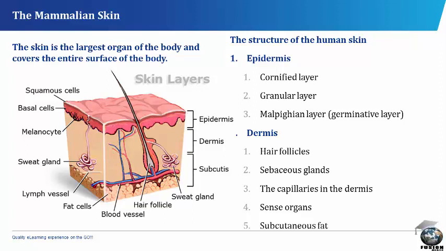The dermis is comprised of the hair follicles, the sebaceous glands, the capillaries in the dermis, sense organs, and the subcutaneous fat. Hair follicles. Here, each hair is a cylinder composed of dead cells, which grows as new cells at the roots. Contraction of the hair erector muscles causes the hairs to rise and also squeeze sebum from the sebaceous glands in addition to enhancing heat insulation.